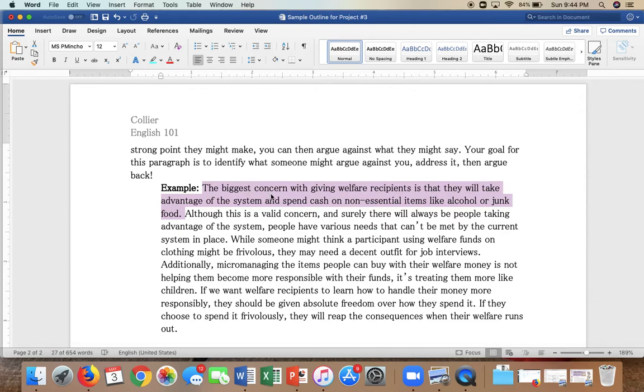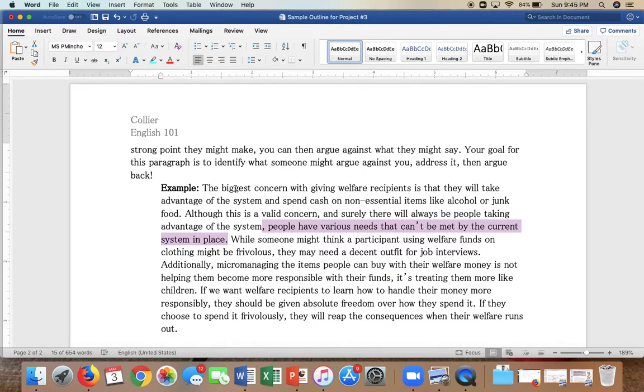If I say, I think welfare recipients should receive cash, somebody else who doesn't think that way is going to say, oh no, they're just going to take advantage of it and buy alcohol or whatever they want to buy. Although this is a valid concern, and so here I'm going to try to turn my reader back to me, and surely there will always be people taking advantage of the system, people have various needs that can't be met by the current system in place.